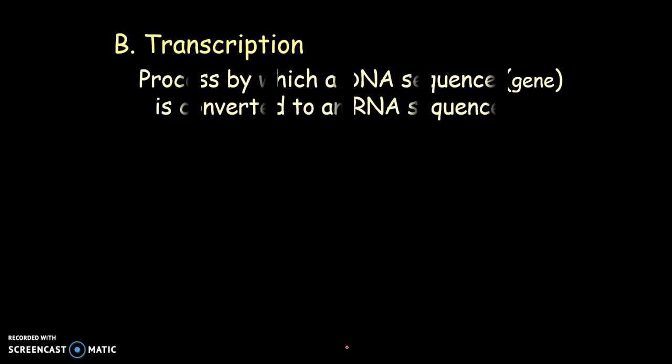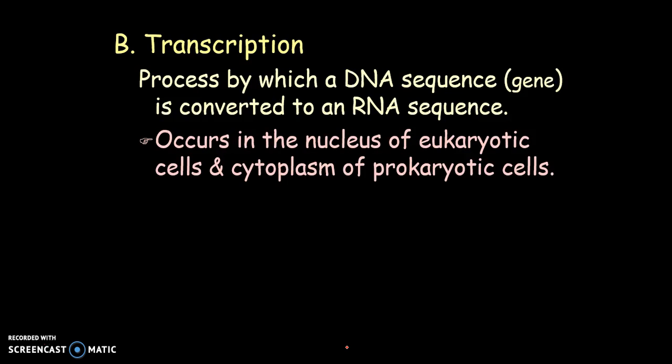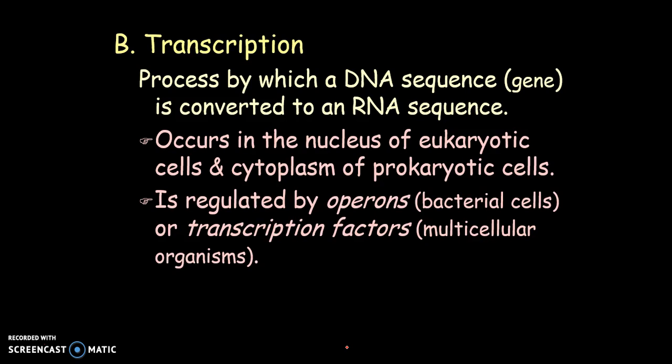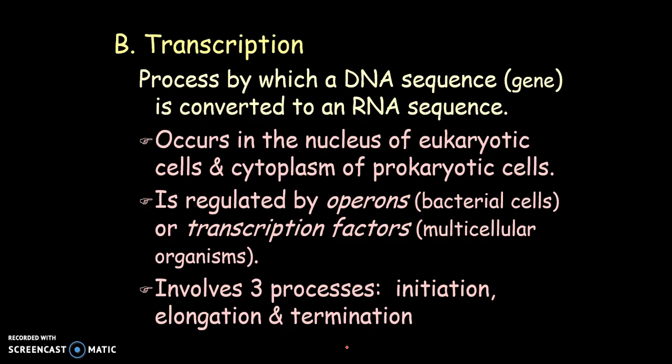Okay, so the process of transcription. This is the process in which we're making mRNA. This is going to occur in the nucleus of a eukaryotic cell, and then the cytoplasm of the prokaryotic cells. It's regulated by operons, which is in bacterial cells, and we're going to learn about that in another PowerPoint, or in eukaryotic cells, it's by transcription factors. And it does involve 3 different steps: initiation, elongation, and termination.